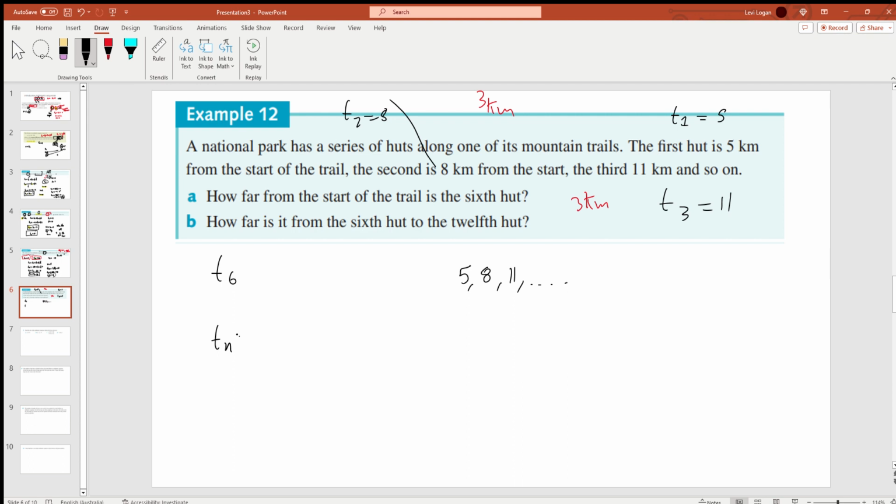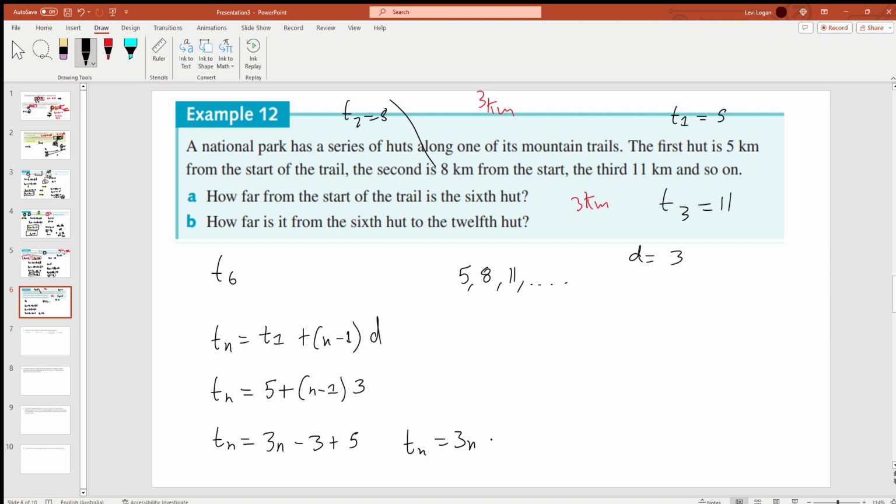So T of n equals T of 1 plus n minus 1 times d. So you substitute your first term, which is 5, plus n minus 1 times d. So our d is 3. We know what that is. d is 3. So we can actually substitute that in as well. So T of n equals 3n minus 3 plus 5. So T of n is 3n plus 2. Okay, so that's our general rule.